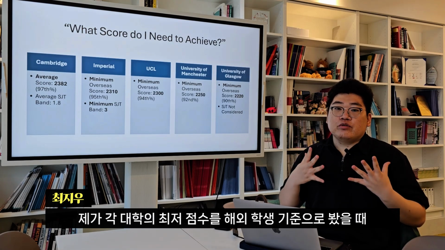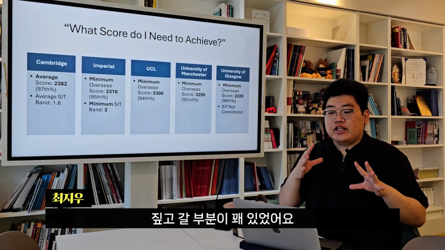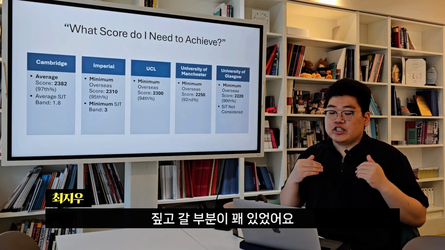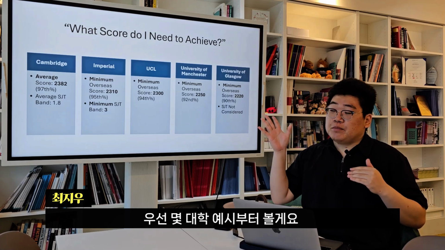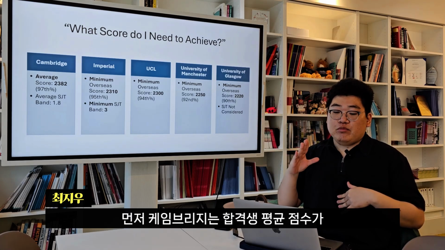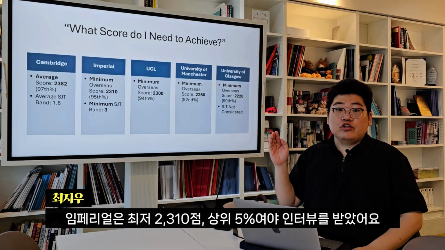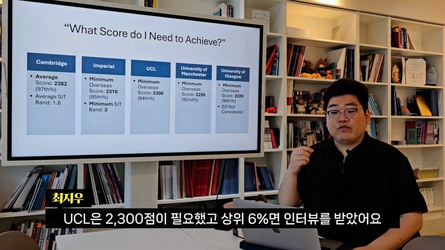When I look through the minimum scores required for each university as an overseas student, there were some big points that had to be addressed, but let's just go through some examples of some universities first. So for Cambridge, the average score for people admitted to Cambridge was 2,382, and that's the top 3%. And for Imperial, you needed a minimum score of 2,310, or the top 5%, in order to gain an interview. And for UCL, you need to score 2,300, or the top 6%, to get an interview.